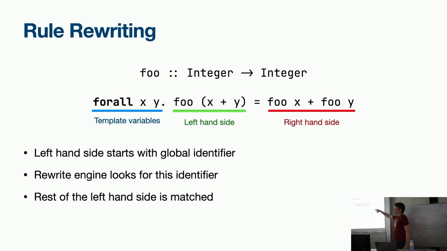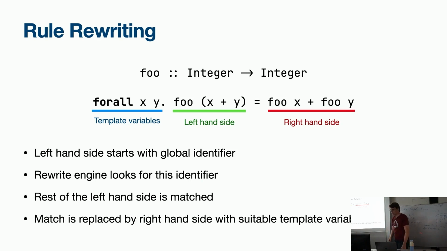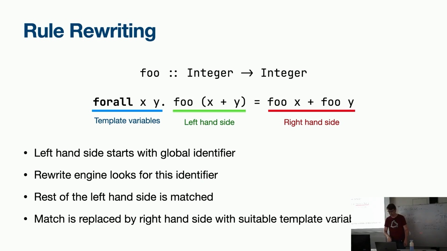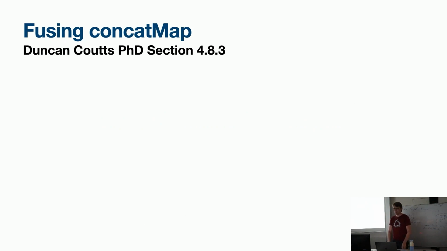So then it matches all the arguments to the program to get the substitution that's necessary to substitute the right-hand side in place of where the match has been found. So that's how rule rewriting works. That's a simple overview.